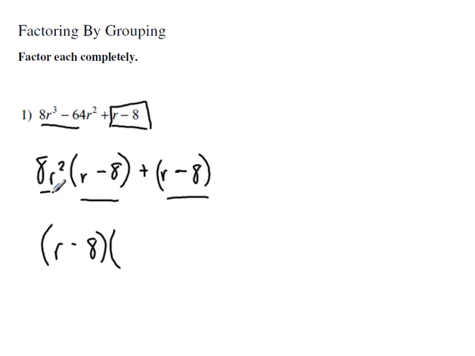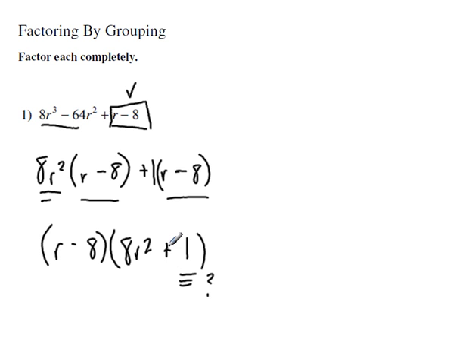And I have an 8r squared here. And I have a plus sign. But what goes here? Well, the number that's not written is a 1. And I put a 1 there as kind of a placeholder. So 1 times r will give you that r. 1 times negative 8 will give you that negative 8. So that one's just a little bit different.